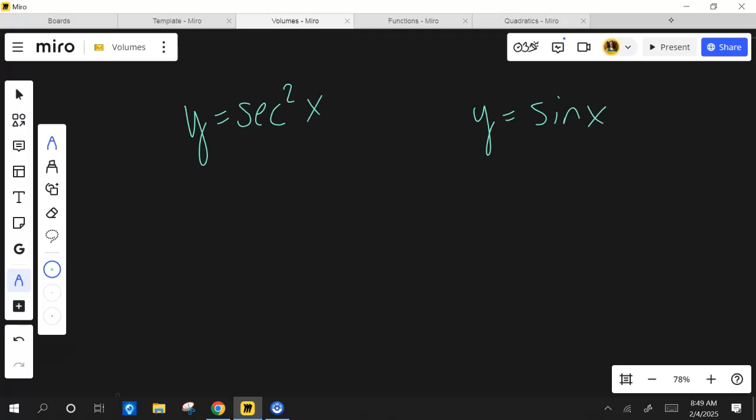Find the area between the curves from 0 to pi over 4. Mark, set, go. You may use your calculator. Which one's f of x and which one's g of x doesn't matter. You have to decide which one's on top and which one's on the bottom.